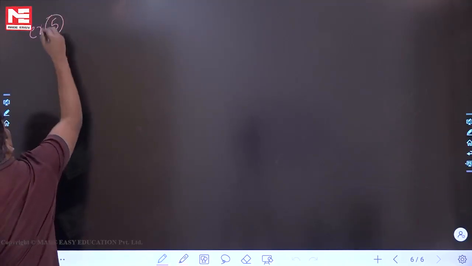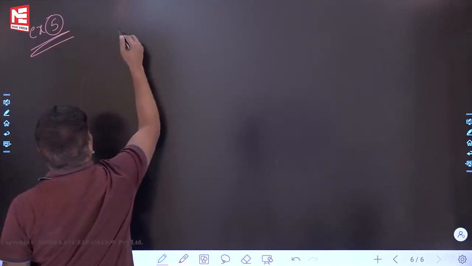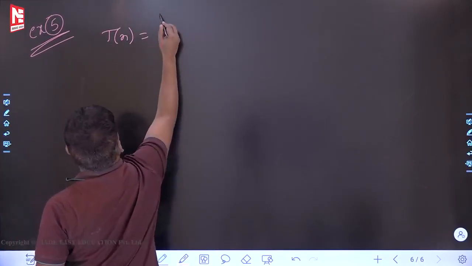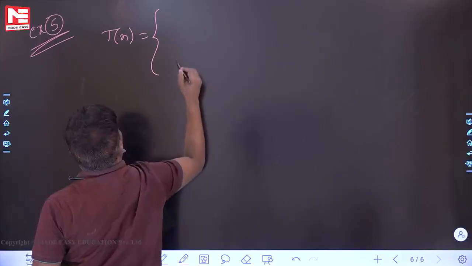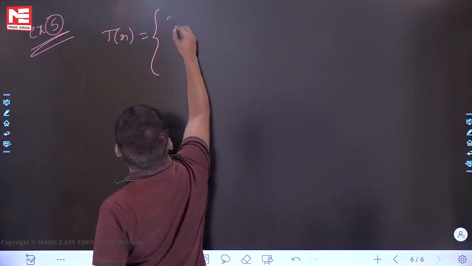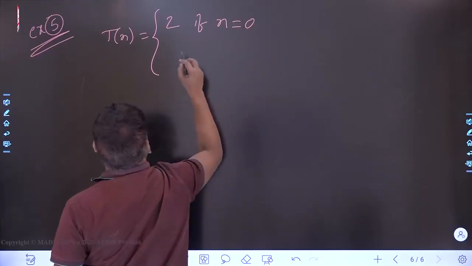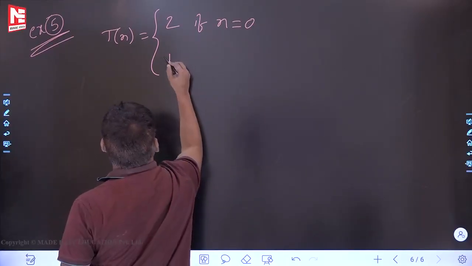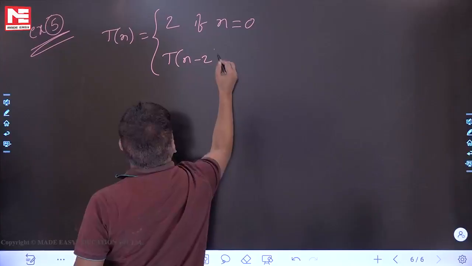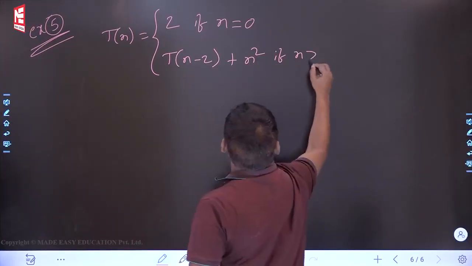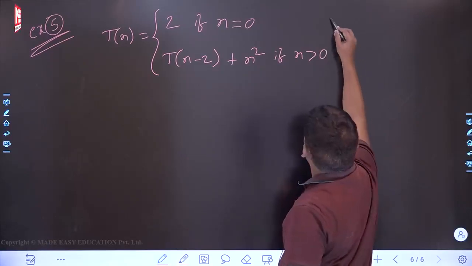Example 5. See, it's a similar, almost similar thing, right? Let's start. Tn is equal to 2 if n is equal to 0. Otherwise, T n minus 2 plus n square if n greater than 0.